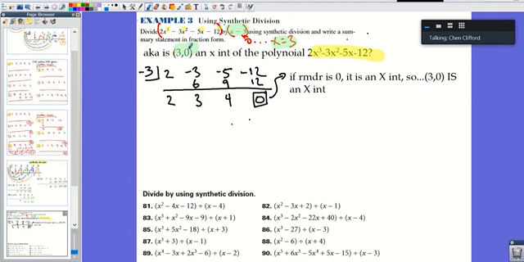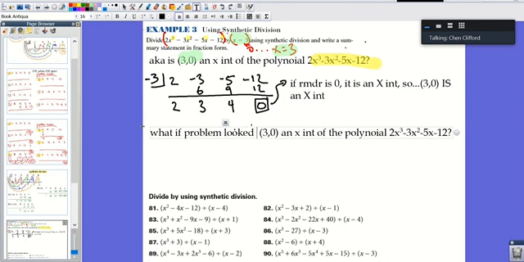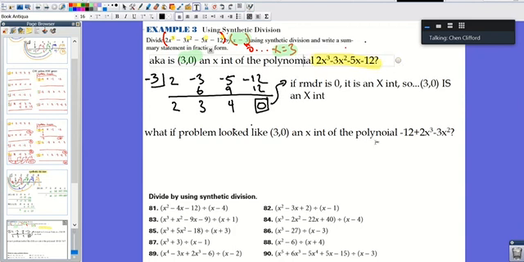Last thing, sometimes you need a placeholder. Let's say the problem looked like this. Let's get rid of this term, and let's put it out of order. So what you would do is first of all arrange it in order. If you arrange it in order, you would get basically this, without the negative 5x.